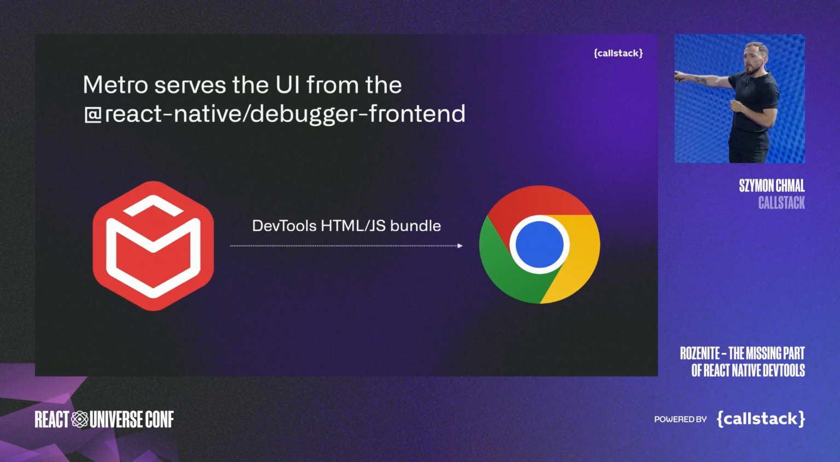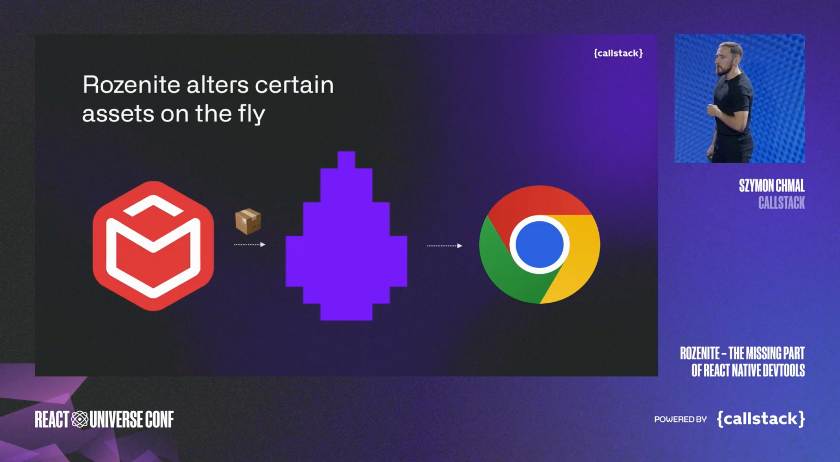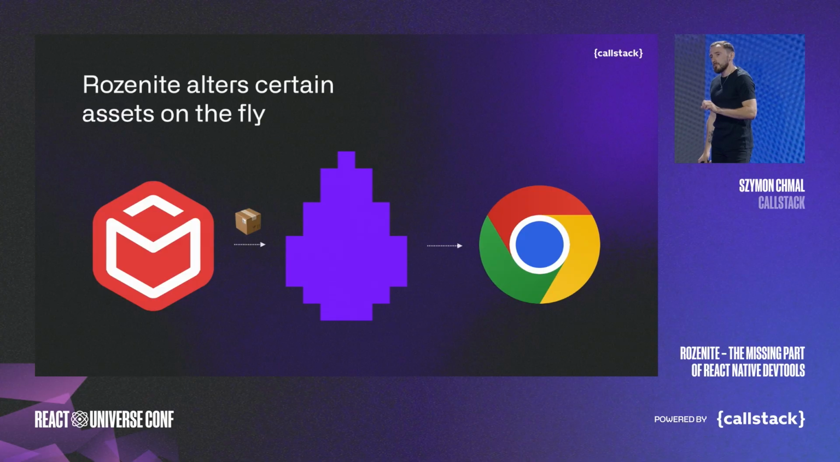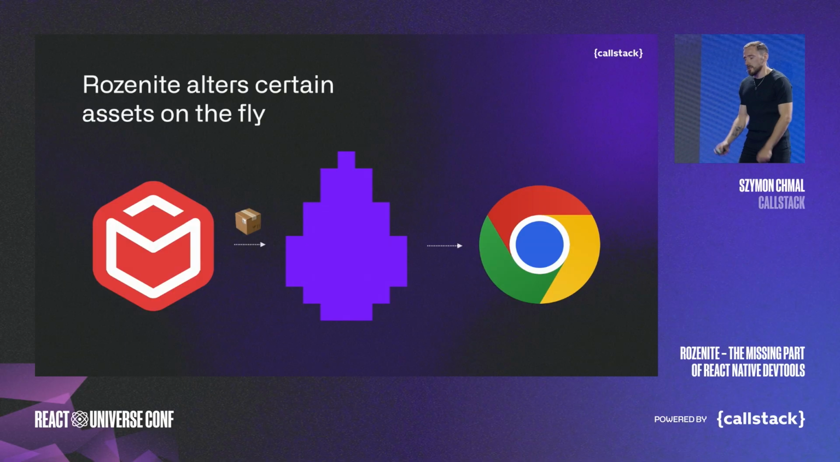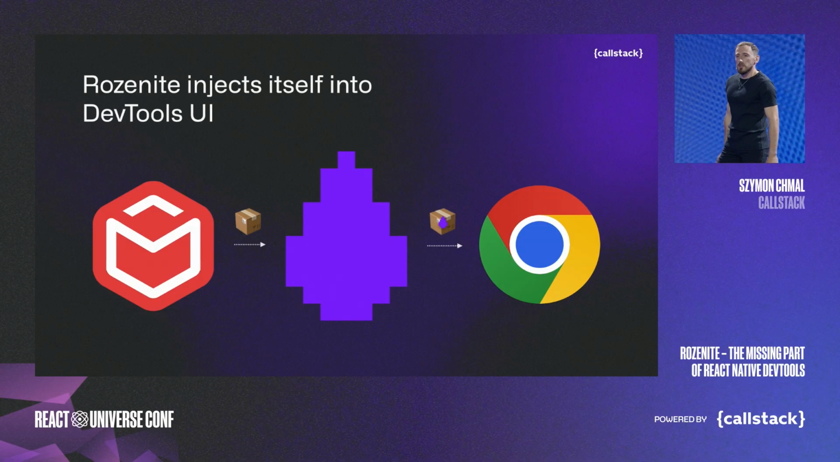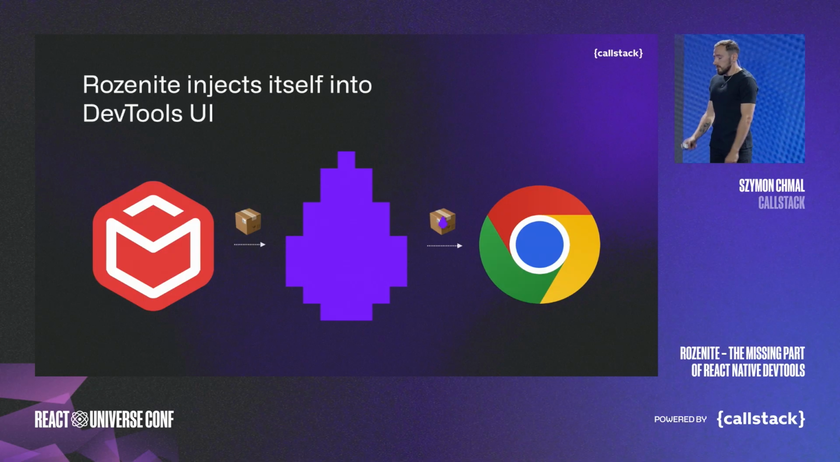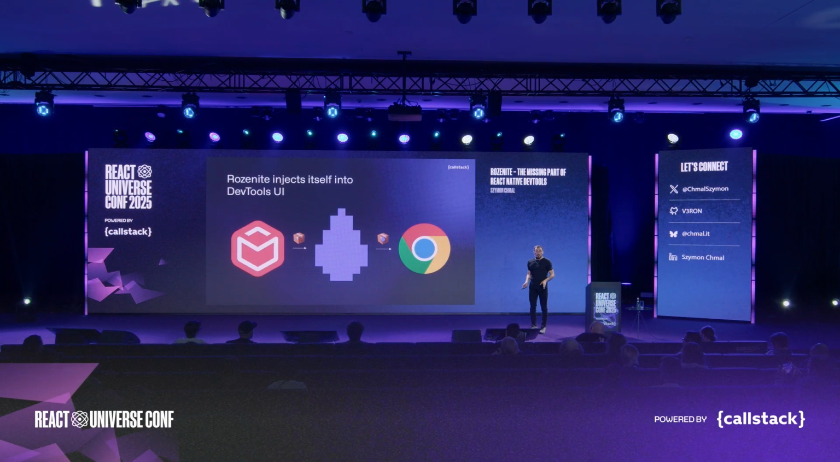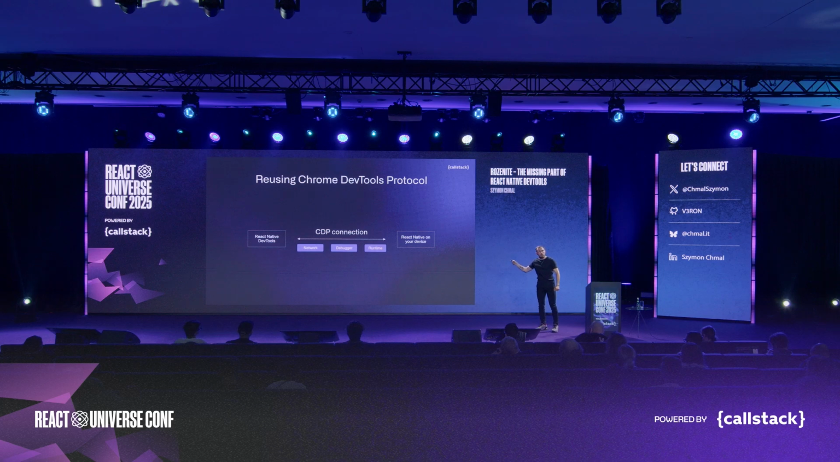Okay, so this is the point. This is the thing. Now we can do something like this. So now Rozenite is in between, acting as a man in the middle. So now Rozenite knows that the browser is asking for a particular file. And we know that this file, I can inject some custom JavaScript into. And that's exactly what's happening. So thanks to that, I can access all the things, maybe not all the things, but all the things I need for custom plugins. For example, I can reuse the existing connection between UI and React Native.